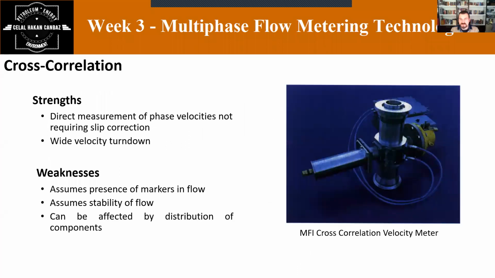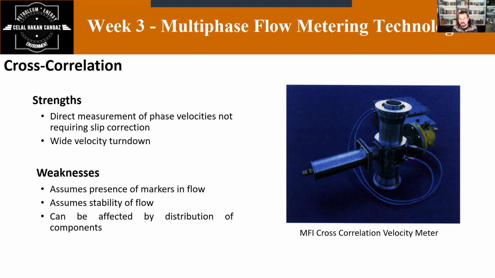So another one is cross correlation. Cross correlation device. One of the examples is the MFI cross correlation velocity meter, which can be seen here. The strengths are direct measurement of phase velocities, not requiring slip correction. This is a good one, because the device is simple when compared with the others, as you can see from the picture as well.